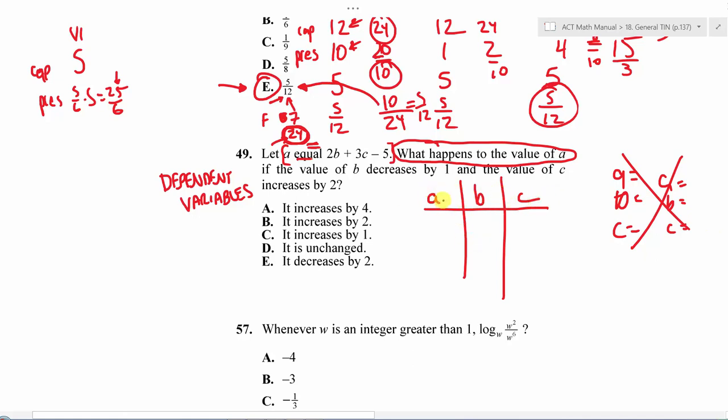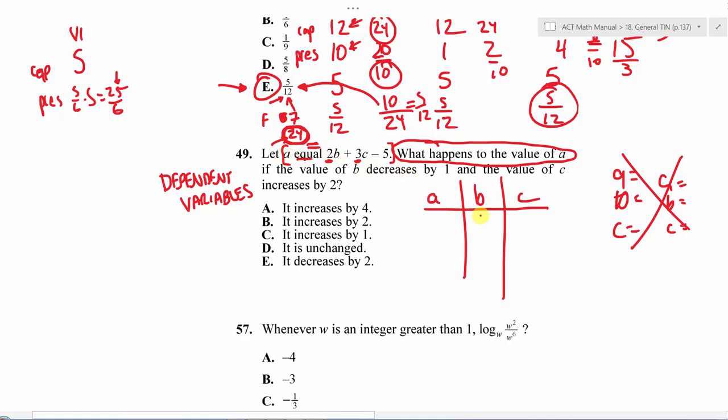3 columns: 1 A, 1 B, 1 C. I'm going to start off with B and C. If you have seen the nidus video or done the nidus section, you know that we often should start with the variables with more junk around them. B and C have coefficients. A is bare. So we are going to start with B and C.